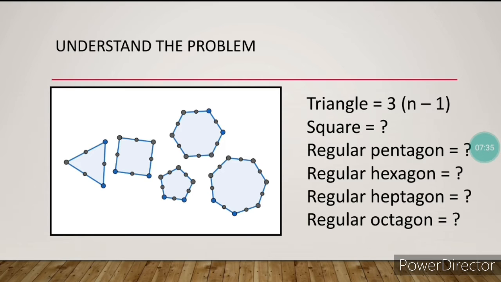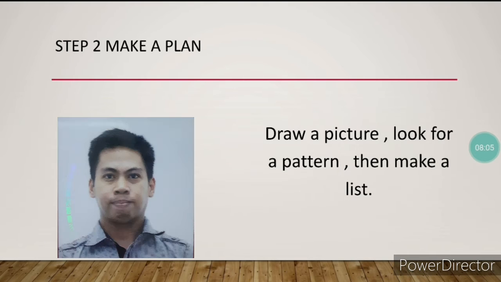Step 1 is to understand the problem. If the polygon is an equilateral triangle, the formula is 3 multiplied by n minus 1. What will be the formula for the square, the regular pentagon, regular hexagon, regular heptagon, or regular octagon? Step 2 is to make a plan. To easily solve the problem, let's draw a picture and look for a pattern, then make a list.